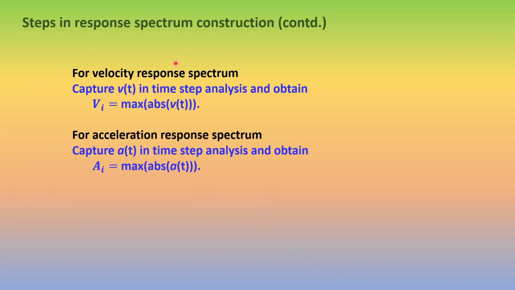For the velocity response spectrum, capture v(t) in the time step analysis and obtain Vi equal to the maximum absolute v(t). And for the acceleration response spectrum, capture a(t) in the time step analysis and take Ai equal to the maximum absolute a(t). So from this same time step analysis, you get all the required parameters di, Vi or Ai.